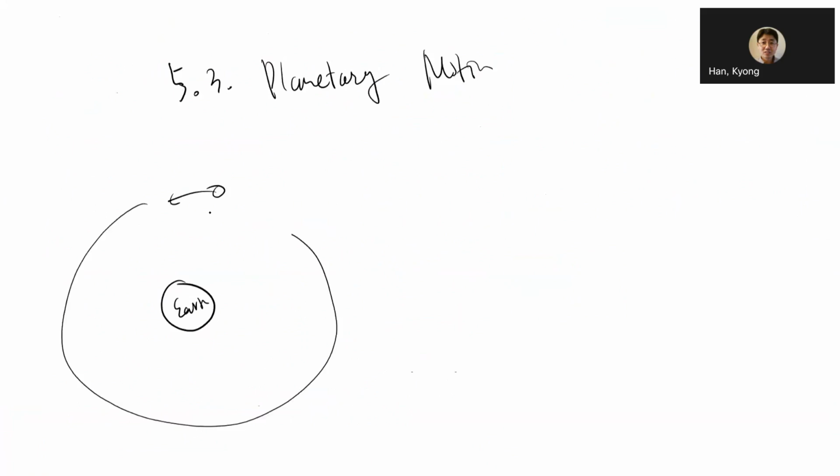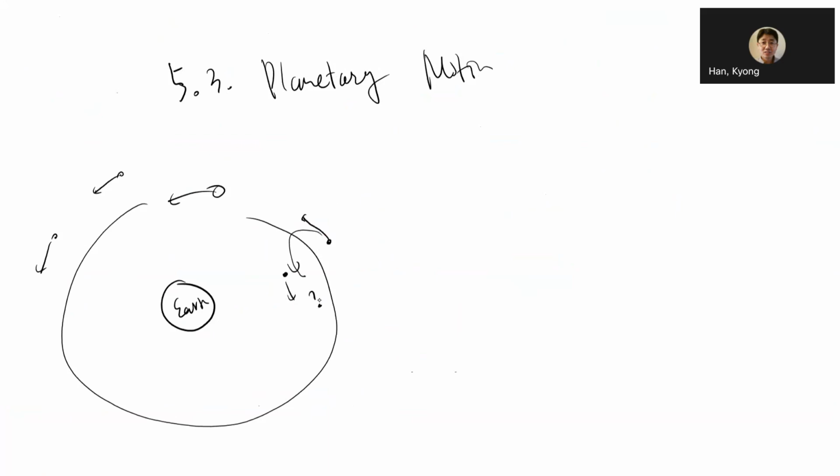Planetary motion. Then they think this is Earth here, and all the others are orbiting around it. All the objects should be going in the same direction, but some objects are going in one direction and sometimes also going backward like that. Why is it like that?